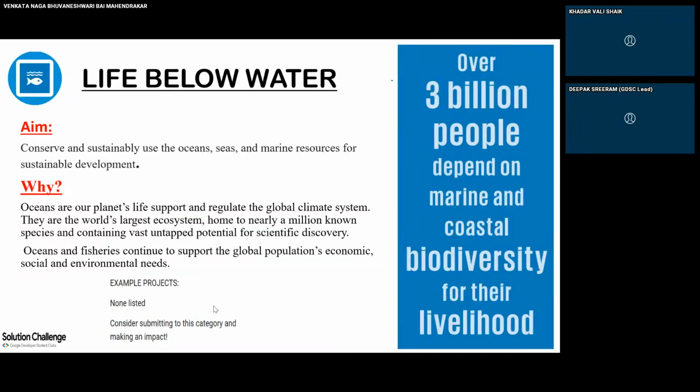So the next one is life below water. I will conclude it quickly because we have something to do later. Life below water is basically about conserving the organisms which are inside the water. As you can see, the main aim is to conserve and sustainably use the oceans, seas and marine resources for sustainable development. So proper usage of oceans, seas and marine resources is the main aim, not wasting any of the natural resources.